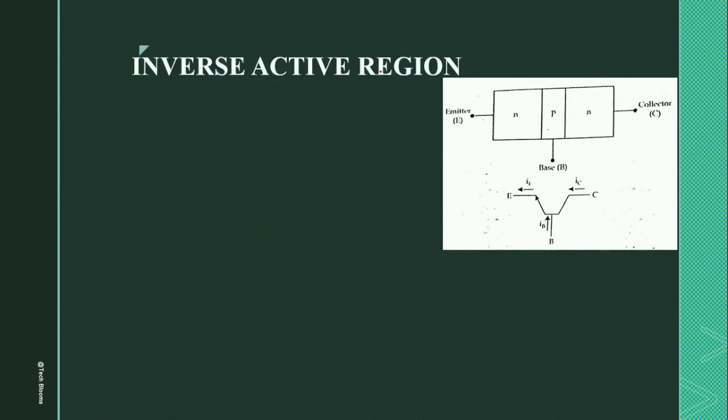Next is the inverse active region. It is just opposite of your active region. What we were doing in active region is that your emitter base voltage was forward bias and your collector base voltage was reverse bias. But in this case, we are reversing the conditions of the active mode. So in this case, your emitter base will be reverse bias, and your collector base junction will be forward bias. It is just opposite of your active region, and mostly this mode is not encountered in analog circuits.